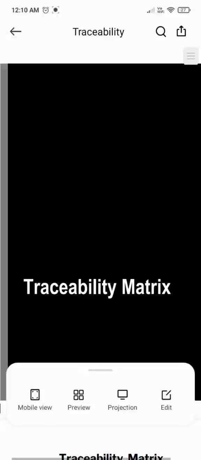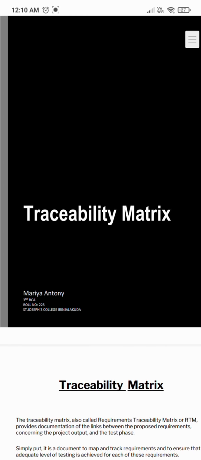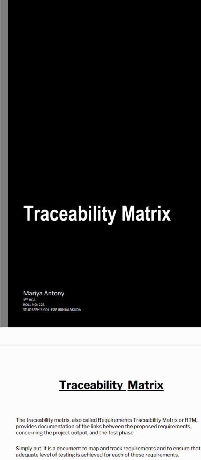So I hope you understand our topic, the traceability matrix.